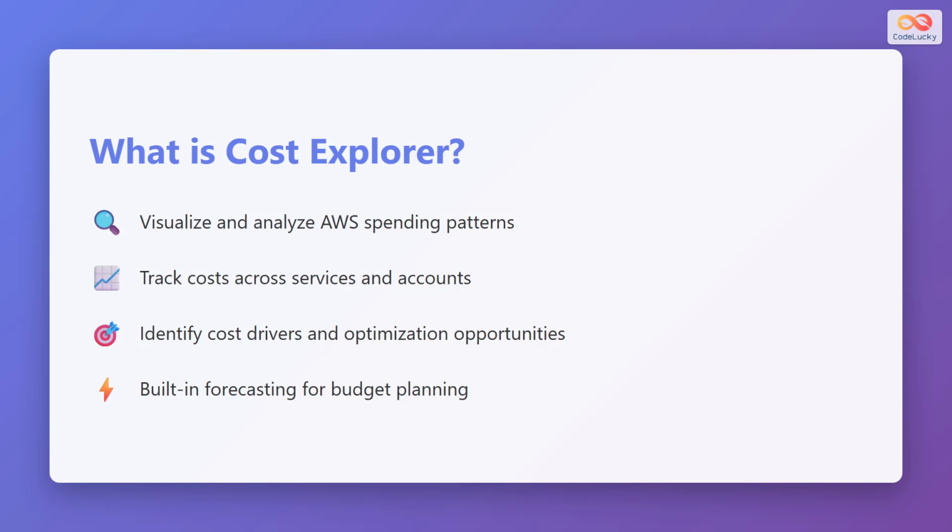Cost Explorer allows you to visualize and analyze your AWS spending patterns over time. You can track costs across different services and accounts to see exactly where your money is going. It helps identify which services or resources are driving your costs, making it easier to find optimization opportunities. Additionally, it includes built-in forecasting features that help you plan your budgets for future periods.